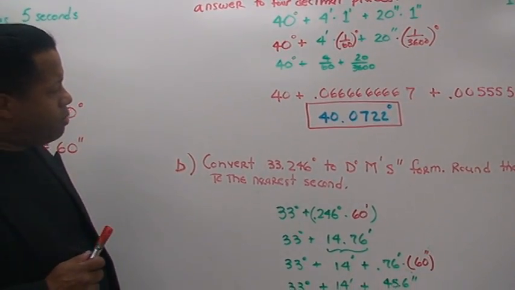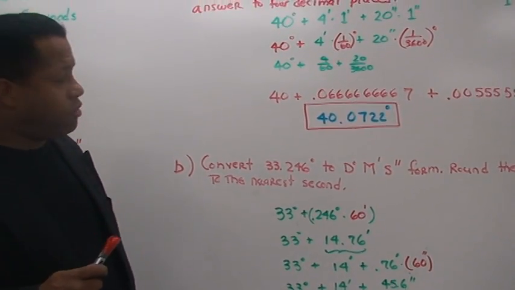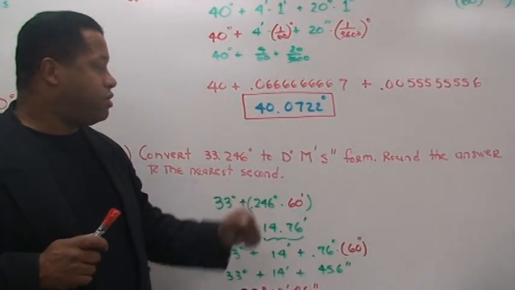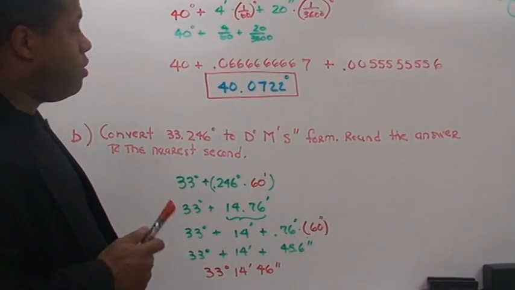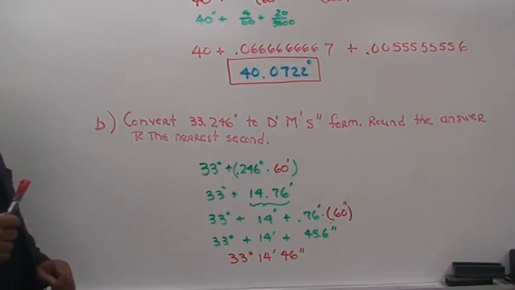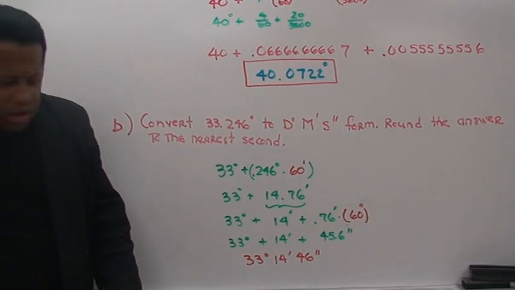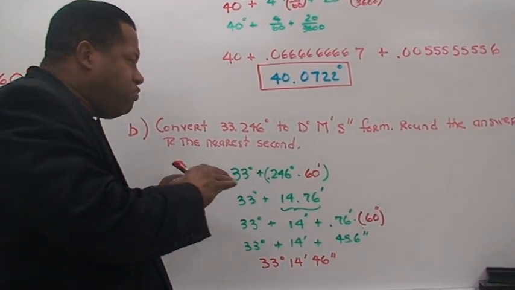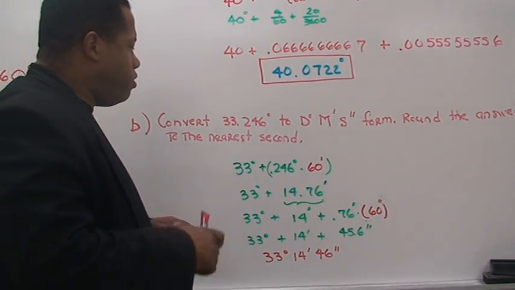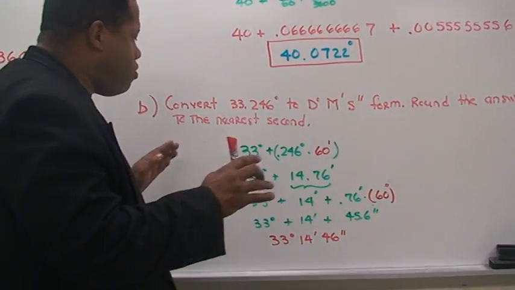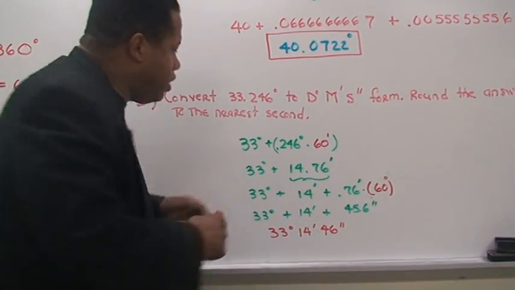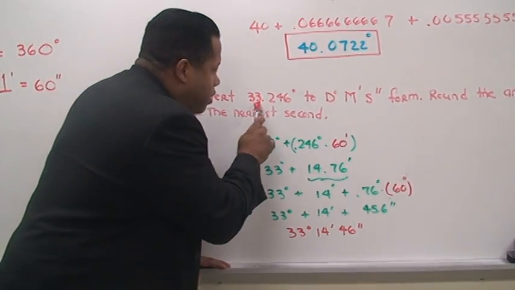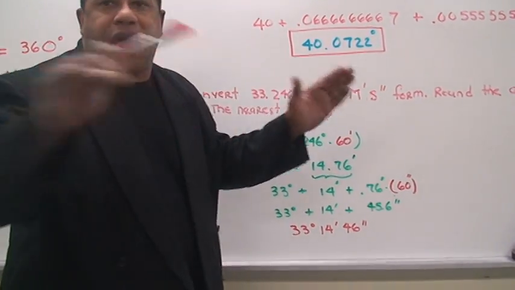Convert 33.246 degrees to degrees, minutes, and seconds in that form. Round the answer to the nearest second. So here you have to be a little bit careful with your math. You're breaking and splitting things up accordingly. So 33 degrees plus, now here's what I've done. I've split up this decimal here, sort of expanding, right?